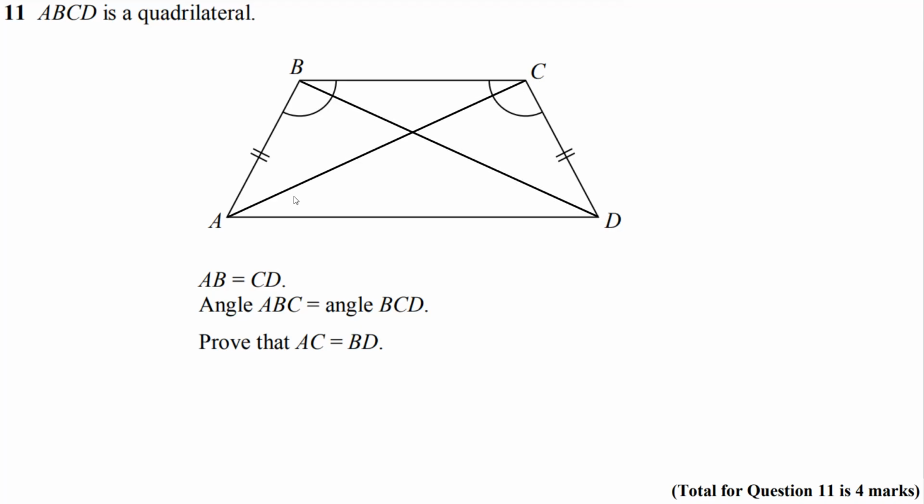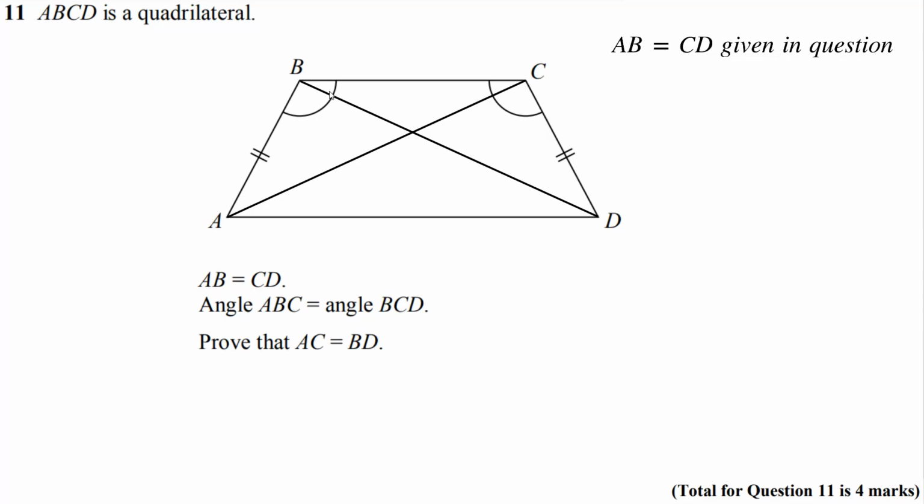One way that we can do this is with congruency. If we can prove that this triangle here, triangle ABC, is congruent to this triangle here, BCD, then that tells us that this line must equal this line, which is what we're trying to prove. So let's write down what we know. This line, AB, is equal to this line, CD, because the question tells us that. So just say given in question.